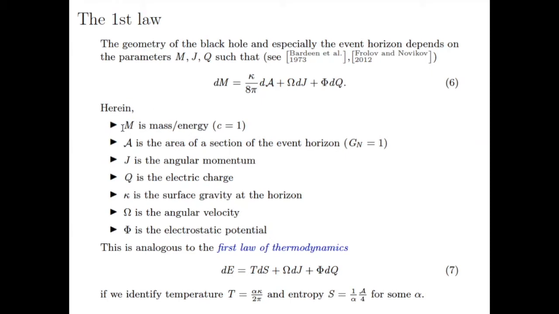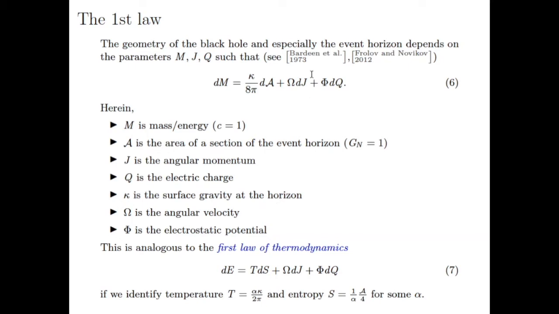I set the speed of light to 1, so by E equals mc squared, the mass is essentially the energy here. The A is the area of a section of the event horizon. We are setting Newton's constant to 1 also. J is the angular momentum, Q is the electric charge. And then you have these parameters here. Kappa is the so-called surface gravity at the horizon. Omega is the angular velocity of the rotating black hole. And phi is the electrostatic potential.